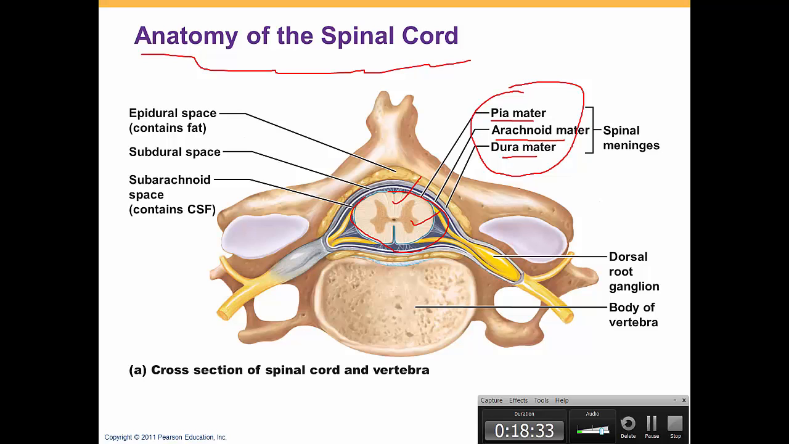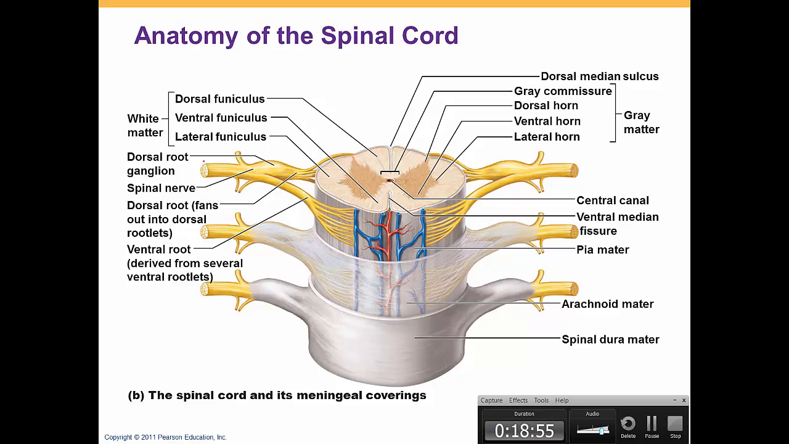The dura is called so because it's durable, because it's strong and tough. The pia means delicate, and arachnoid basically means spider web. So as you can see here, these little spider web-like projections, this is my arachnoid mater. Here is another picture that shows you these three layers. So the one that's completely stuck to the spinal cord is my pia mater. Then the second one after that is going to be my arachnoid. And the third one here is my dura mater.